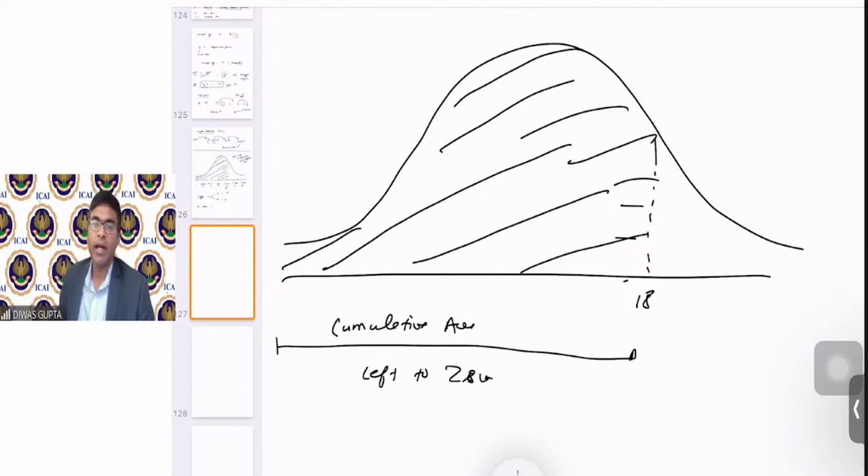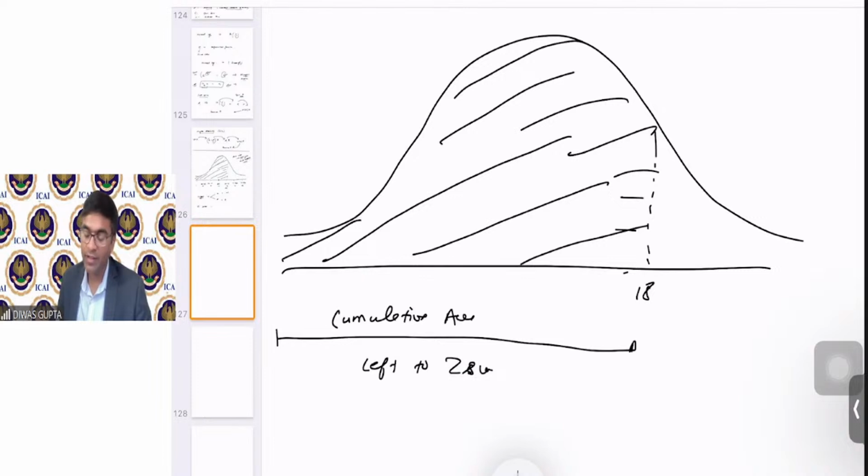Shruti, we need to check. I have not seen it. We need to check. Okay, so the cumulative area from left to the Z score will give us this.